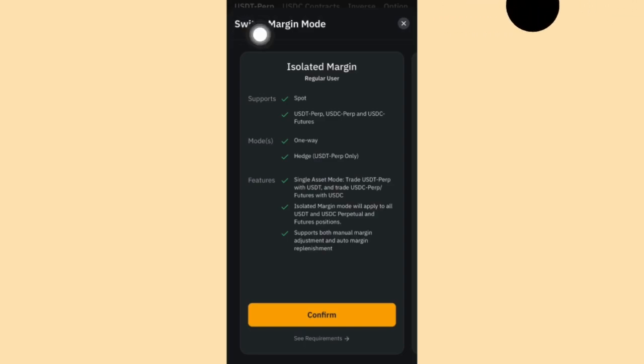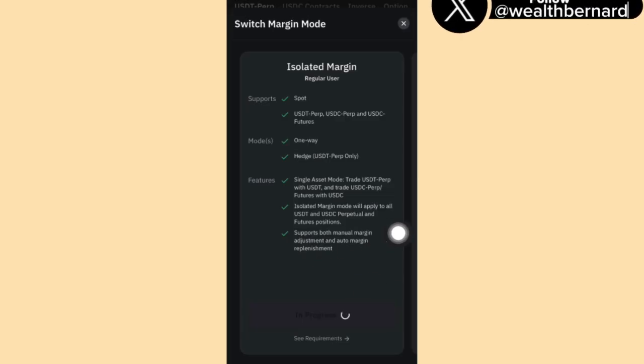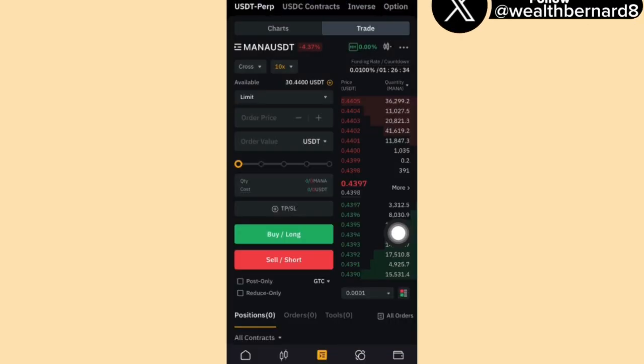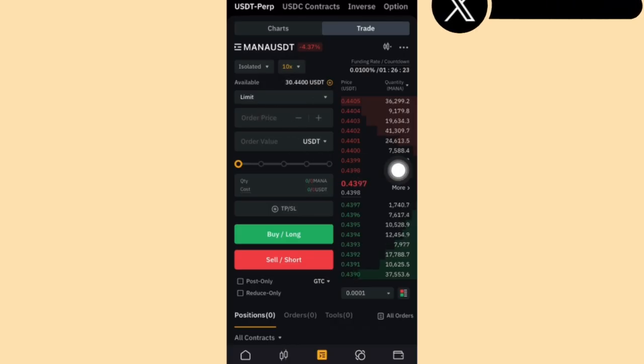So all you want to do, once you're right here, is click on where it says switch margin mode to confirm isolated margin. Click on confirm, and boom, you switch successfully from cross to isolated. You can see it is now showing isolated, and that's what I urge all of you as newbies watching this video to use.